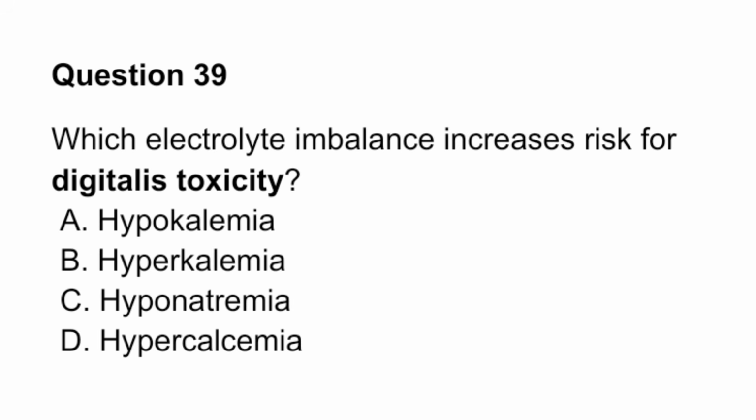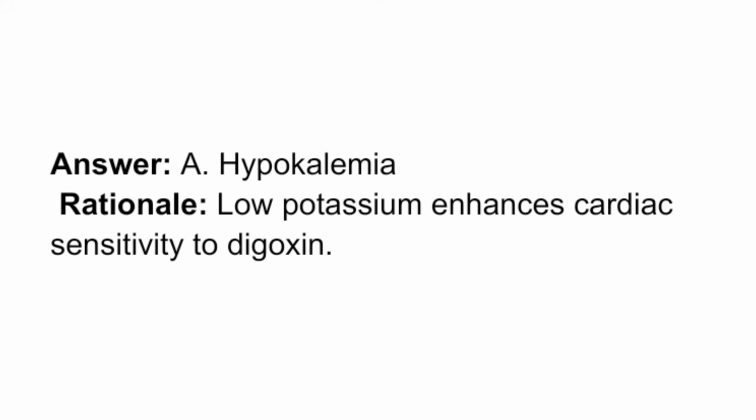Question 39. Which electrolyte imbalance increases risk for digitalis toxicity? A. Hypokalemia. B. Hyperkalemia. C. Hyponatremia. D. Hypercalcemia. Answer A. Hypokalemia. Rationale: low potassium enhances cardiac sensitivity to digoxin.